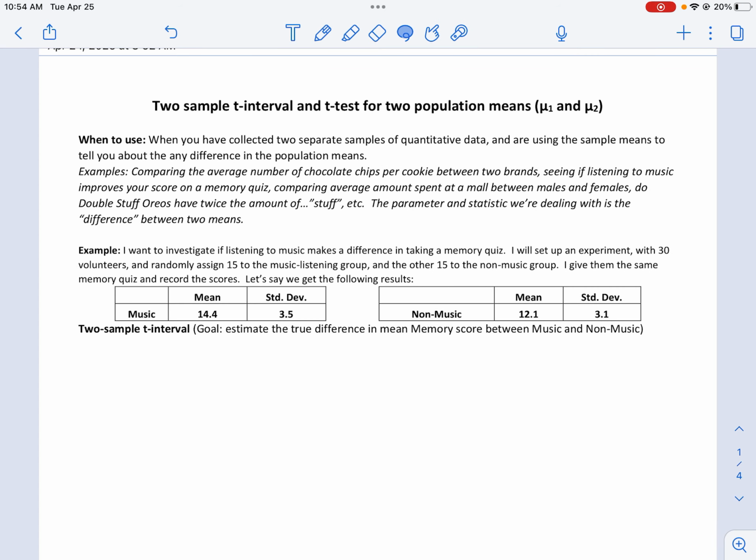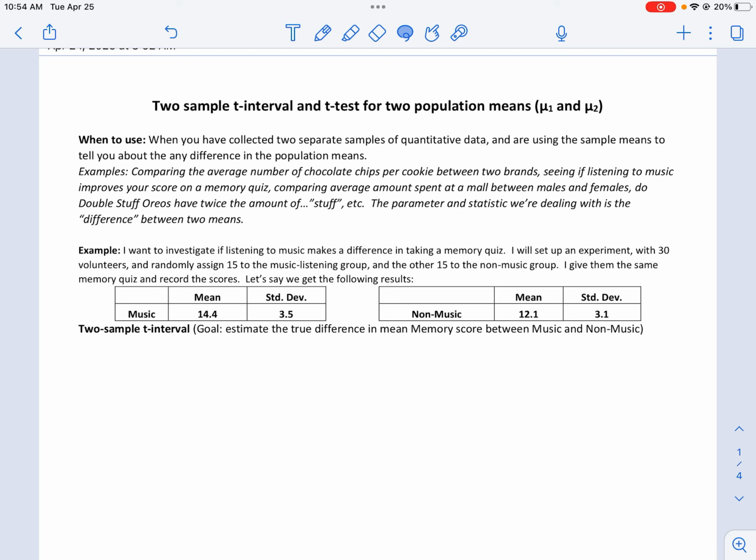All right, so looking at our last set here, two-sample t-interval and t-test for population mean. Very similar to the processes that we've done before. A couple examples here. Again, this is when we're collecting quantitative data. We want to look for the difference in population mean.